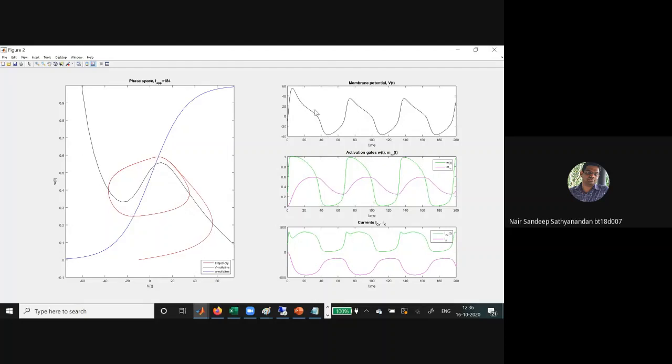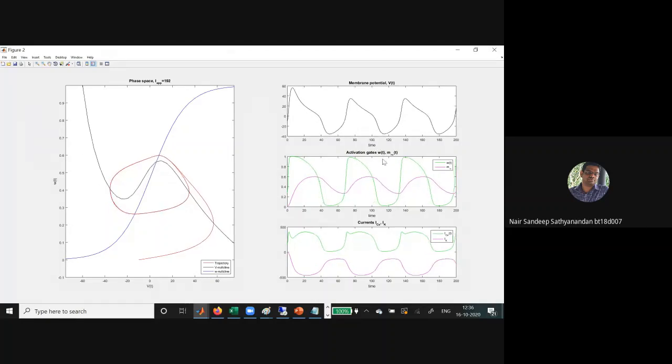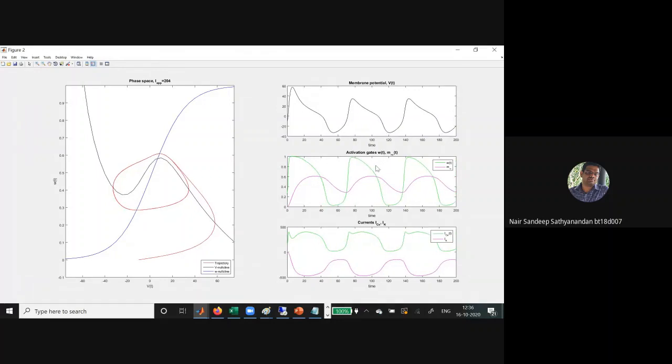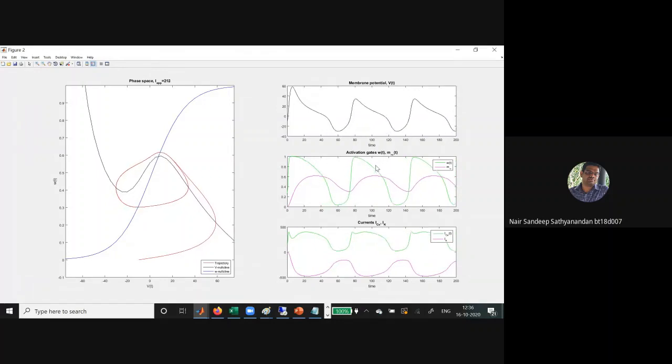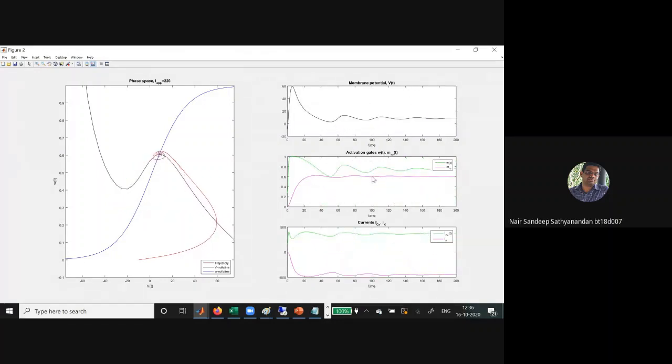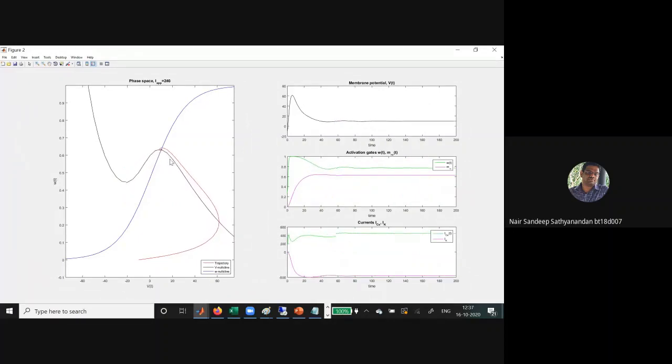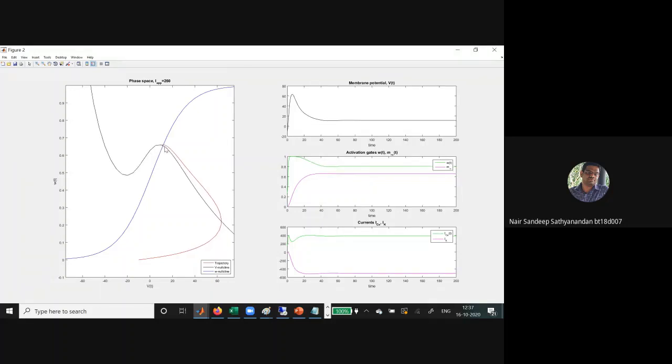The top right one is the membrane potential. The middle one is the gating variables. Green is W, and the other one is the M gate. So now it crossed that stable limit cycle period, and then it is reaching the third segment of the V nullcline, and it is again going into the stable mode. So this is the dynamics of the Morris-Lecar system.